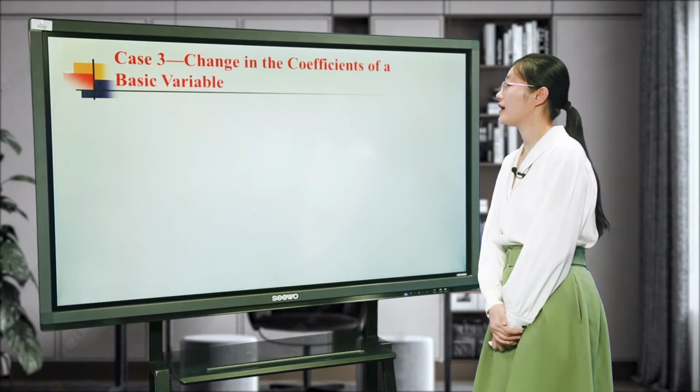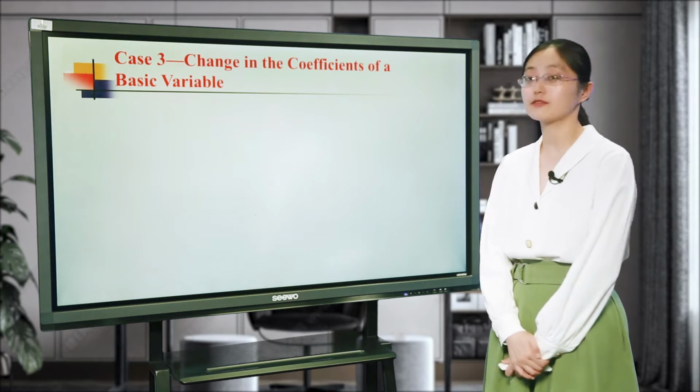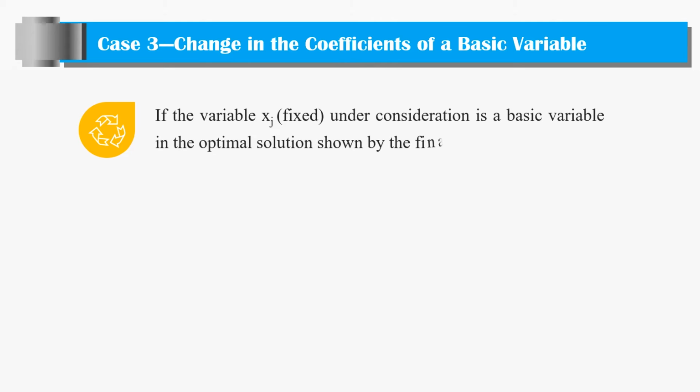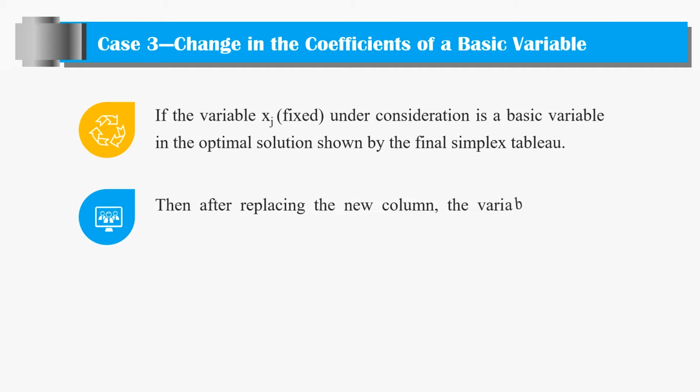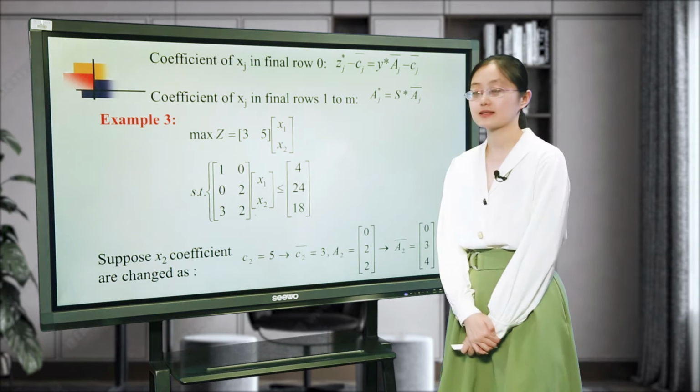Next, we talked about the case when we change the coefficients of a basic variable. If the variable xj under consideration is a basic variable in the optimal solution shown by the final simplex tableau, then after replacing the new column, the variable is not in proper form for Gaussian elimination. Thus, we need some extra work in this case. Again, we look at the example.